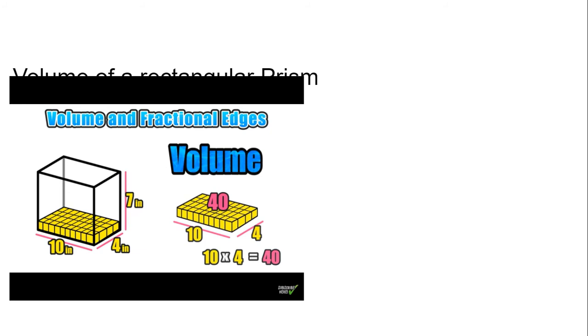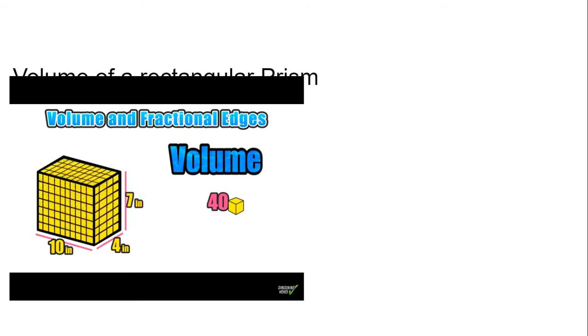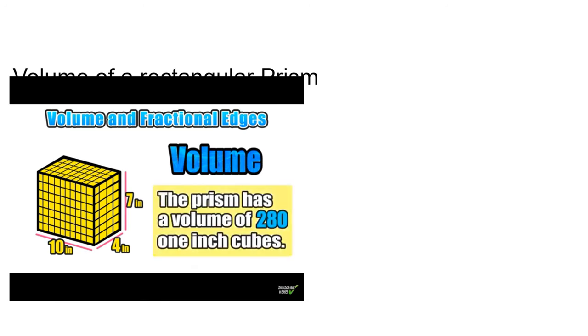Now to determine how many of these 40-cube layers it would take to fill the entire prism, we have to look at the height, which is 7 inches, which means that we would need 7 layers of 40 cubes. So by multiplying 40 times 7, our product of 280 represents the total number of unit cubes it would take to fill this entire prism. So now we can conclude that the prism has a volume of 280 1-inch cubes, or 280 cubic inches.